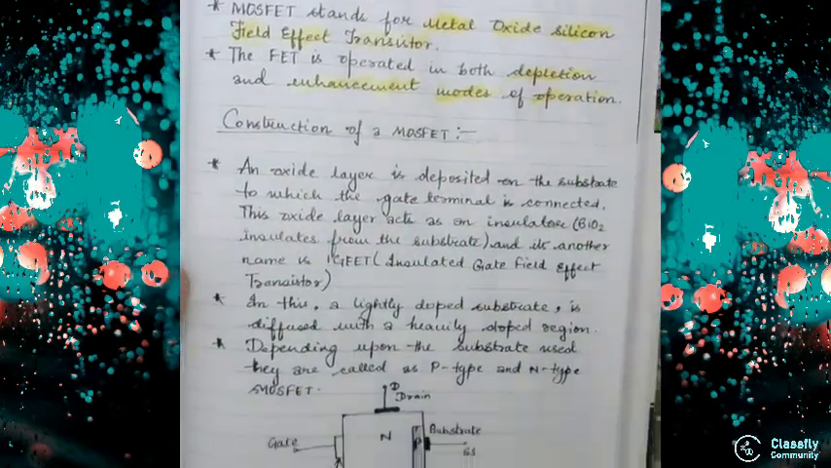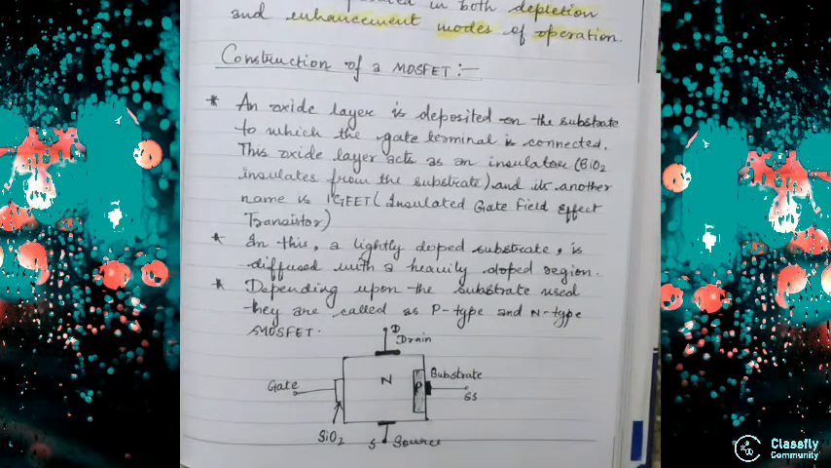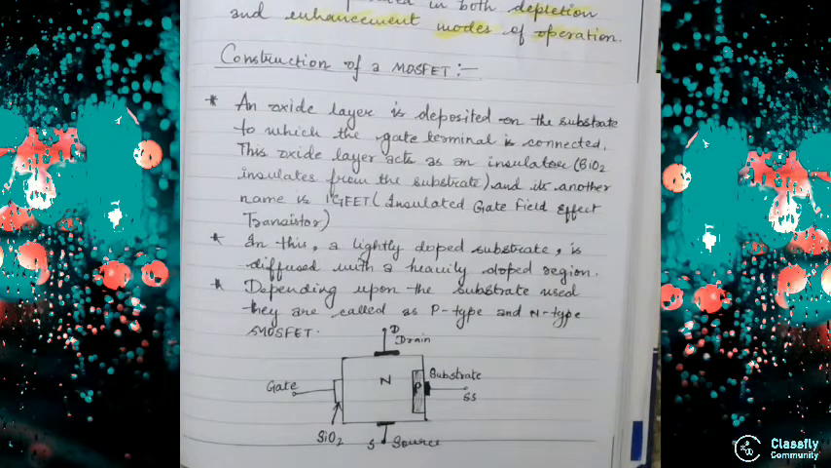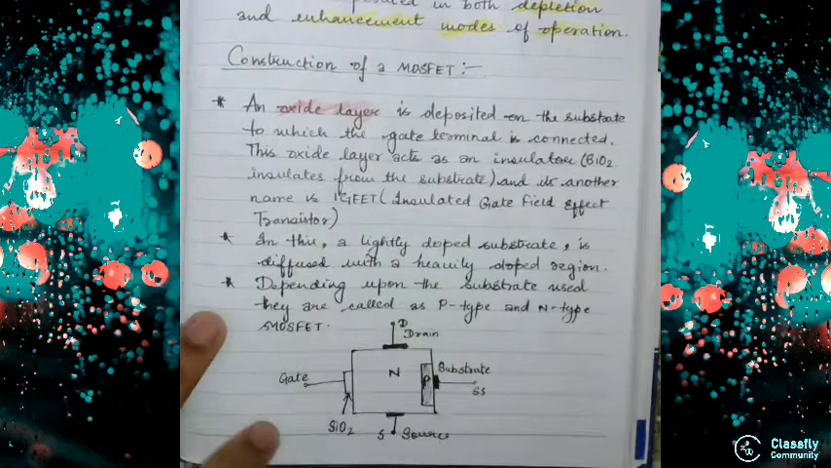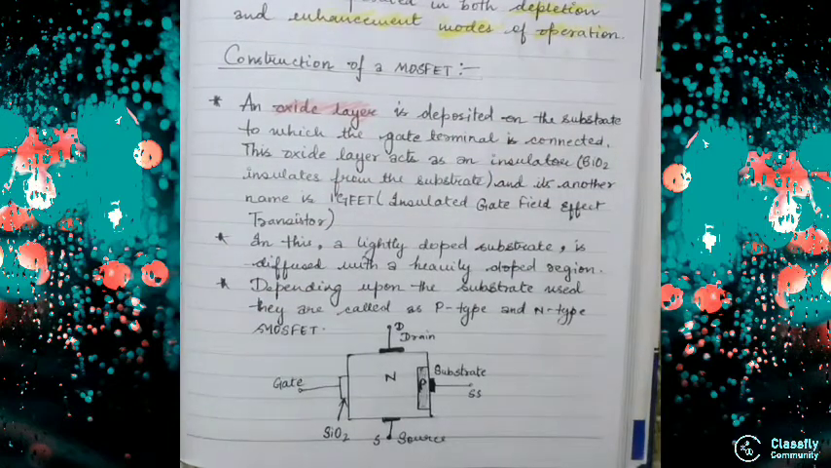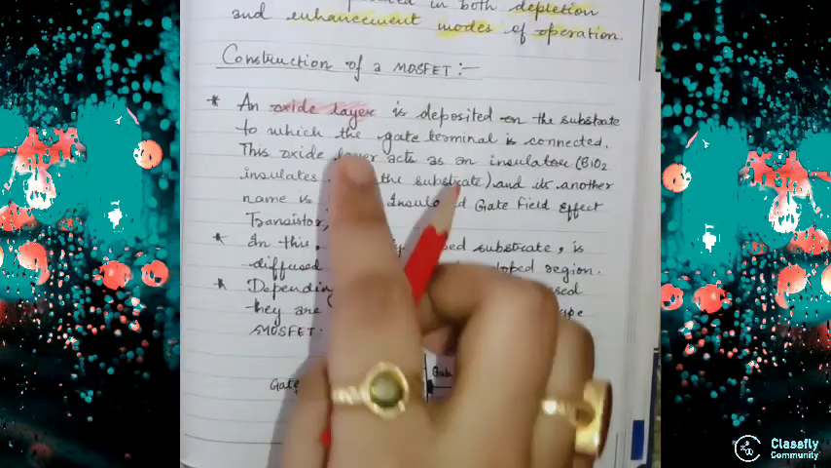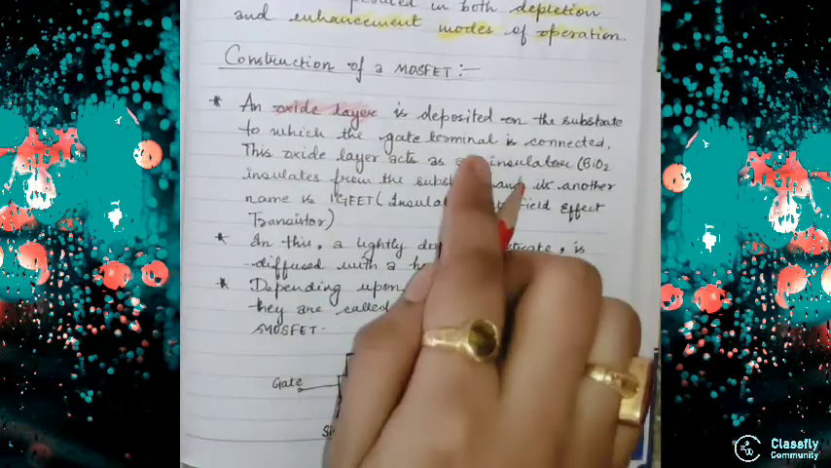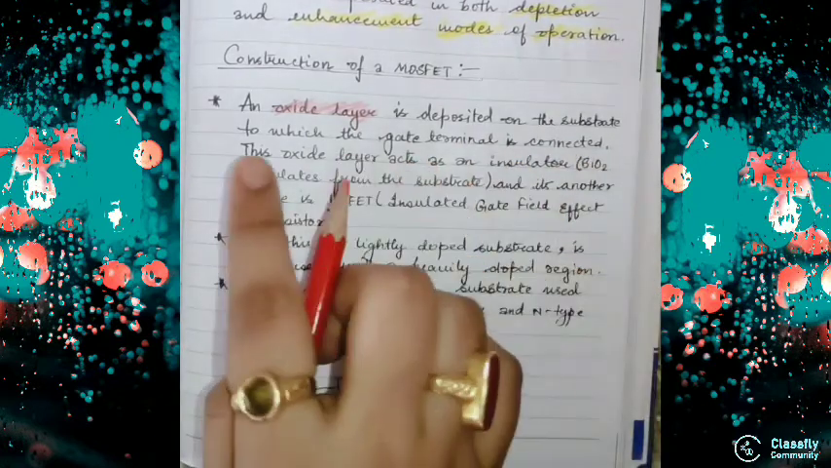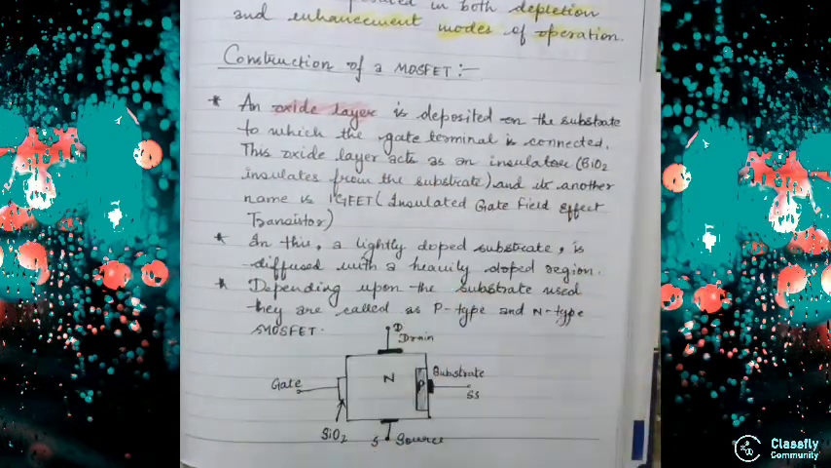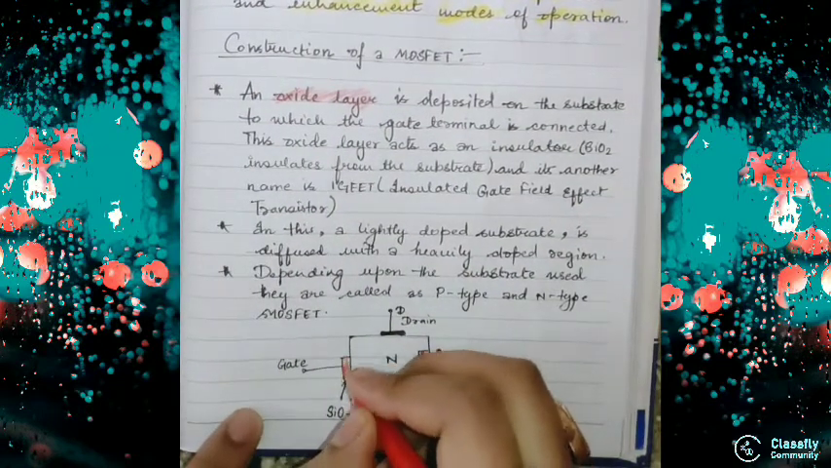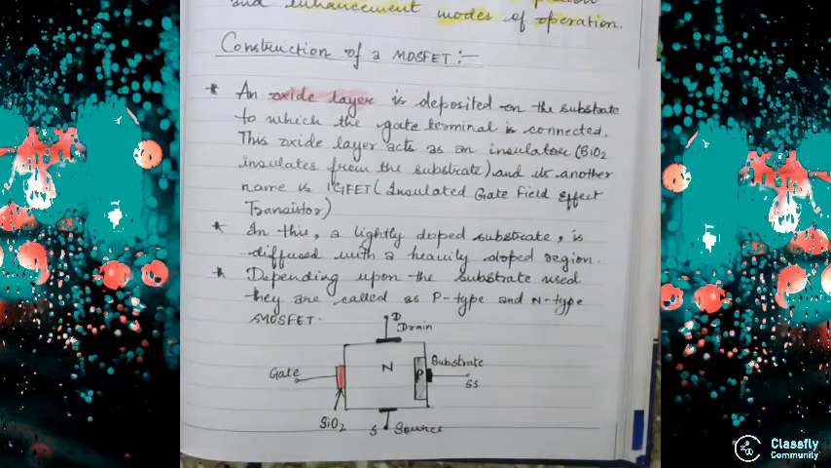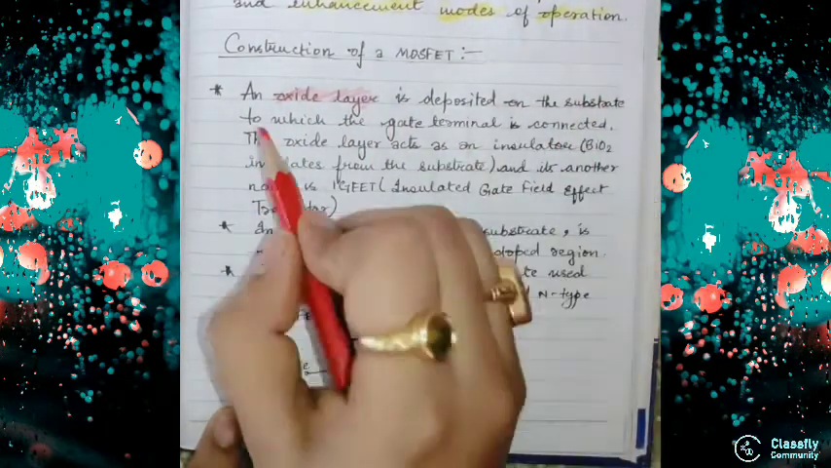Now see how the construction of a MOSFET is done. The basic idea is that an oxide layer is deposited on the substrate, to which the gate terminal is connected, and the oxide layer acts as an insulator. So the substrate will be connected to the gate terminal. Simply, you can understand this part will be the oxide layer, that means this is your SiO2. So an oxide layer is deposited on the substrate.